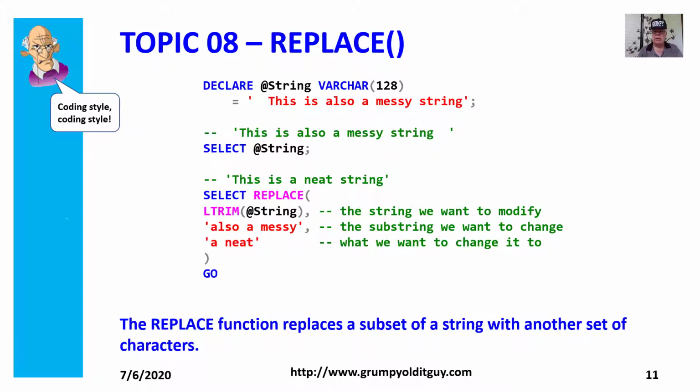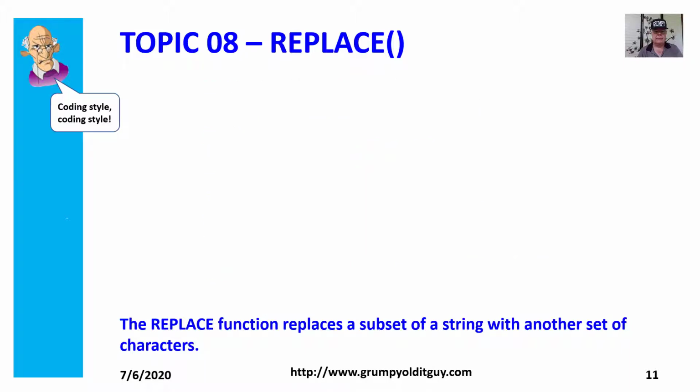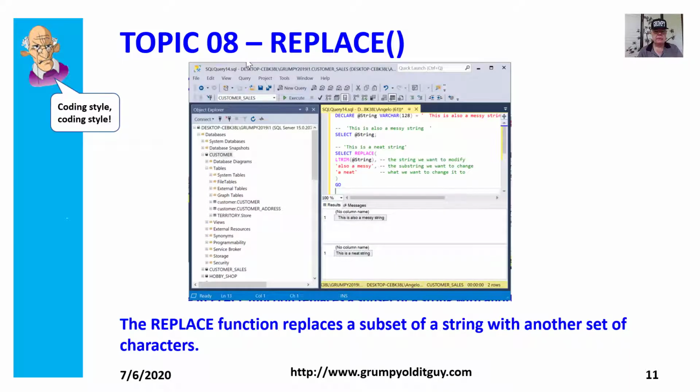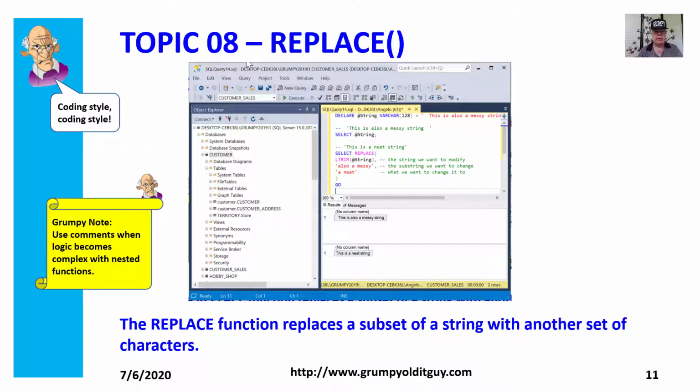Now notice how increasingly powerful these examples get as we can embed functions within functions to manipulate and clean string data. Okay, so there's the results once you execute this function. We started off with 'this is also a messy string', and we ended up with 'this is a neat string'. Okay, so ETL anybody? Here's a little grumpy note again. Please make sure you use comments when logic becomes complex and functions are nested.